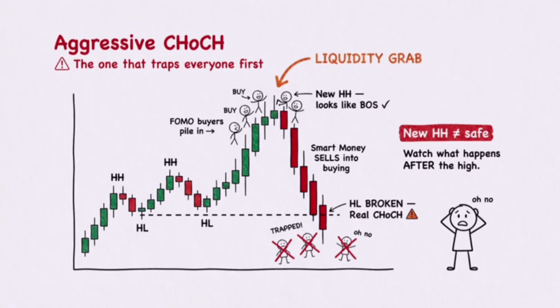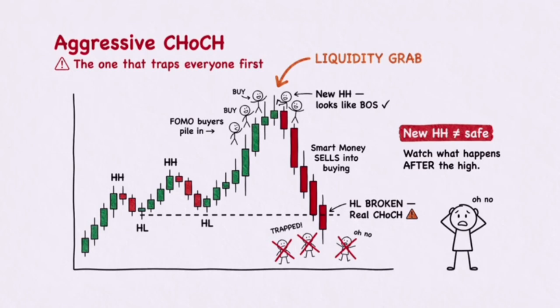Sometimes price does make a new higher high, and you think the trend is continuing, but then it immediately gets slammed back down and breaks the previous higher low. What happened? That new high was actually a liquidity grab. Smart money used the breakout to sell into all the FOMO buying, and then crashed it. So don't assume that a new high means you're safe. Watch what happens right after. If the structure breaks on the way down, that's an even more dangerous CHoCH because it trapped everyone first.